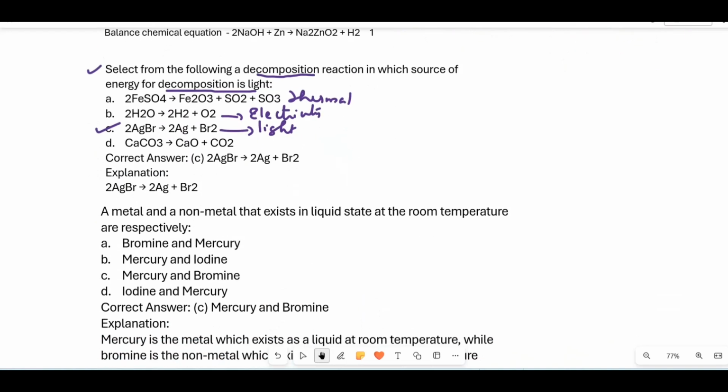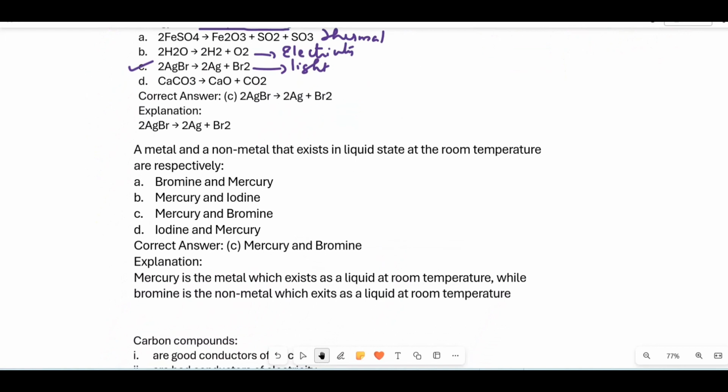Next question. Third question: a metal and a non-metal exist in liquid state at room temperature. So you should select the metal first, then the non-metal. The metal in liquid state is mercury, and the non-metal in liquid state is iodine. That is wrong. Then mercury and bromine, this is the correct answer.